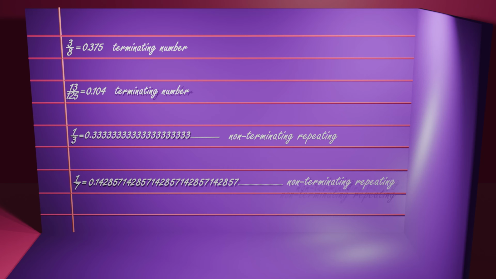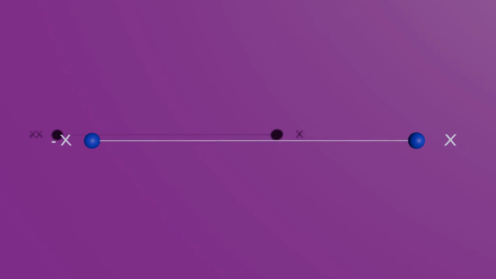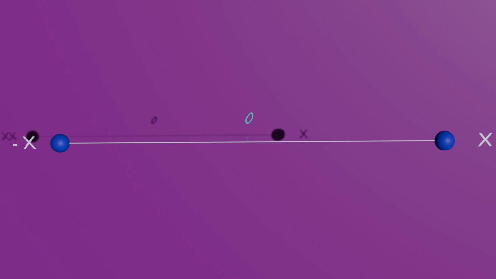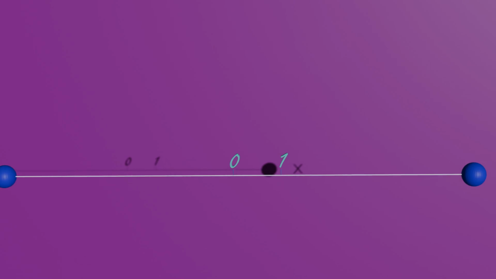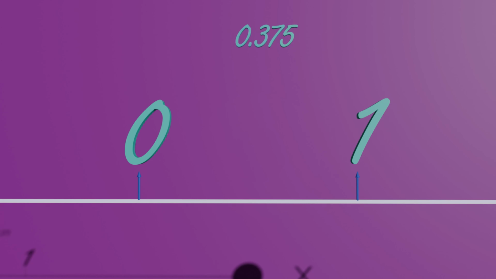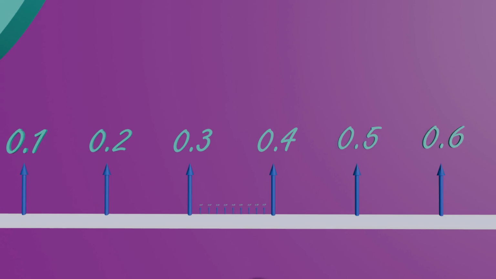Can we find the location of these numbers on the number line? Let's find the location of 3 by 8. Its location on the number line lies between 0 and 1. We will find 0.3 first. There are infinite numbers between 0 and 1, but we will divide it into 10 parts. This is the location of 0.3.